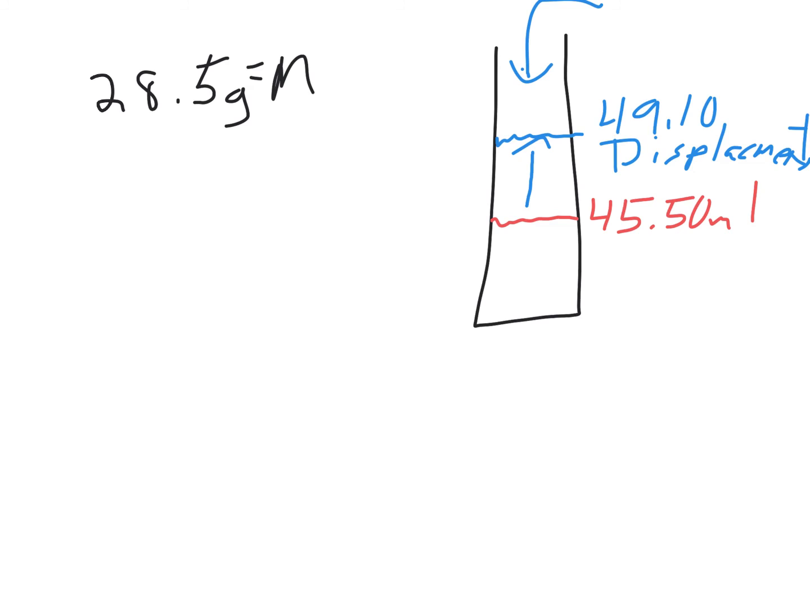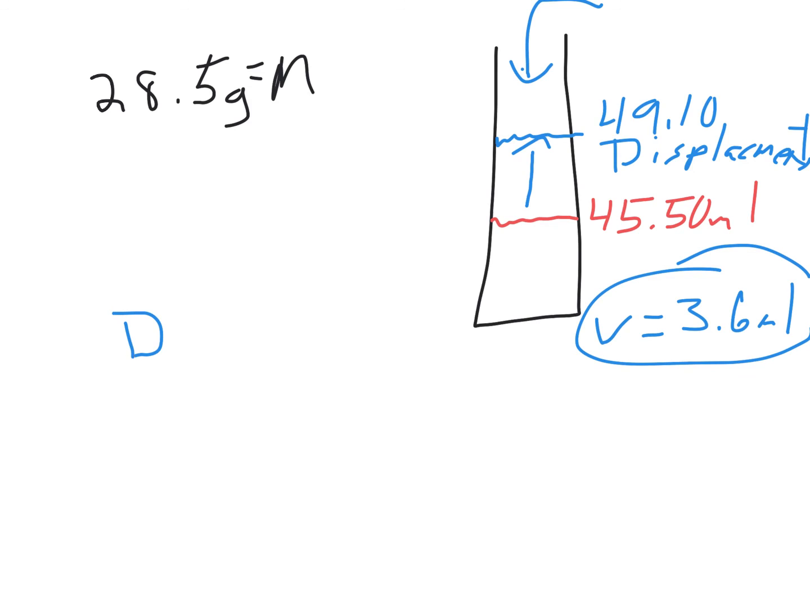So 49.10 minus that 45.5, that's your true volume. 49.10 minus your 45.5. So what's my volume here? 3.6. So it's going to be 3.6 milliliters. Okay, and this is what you're going to use to find that density.